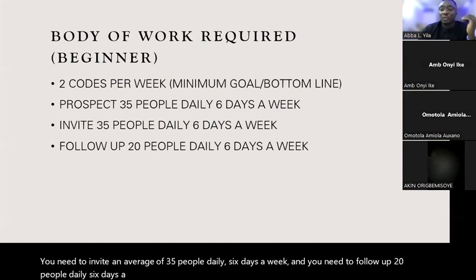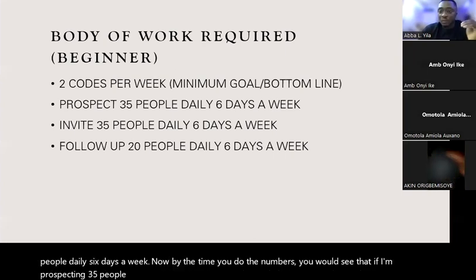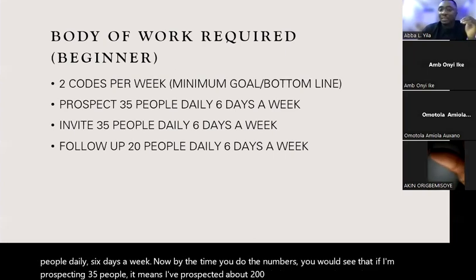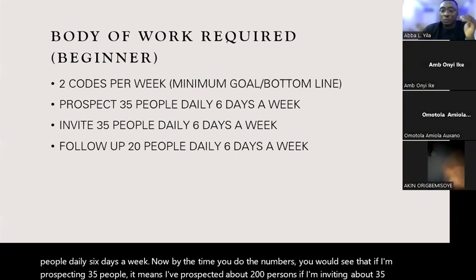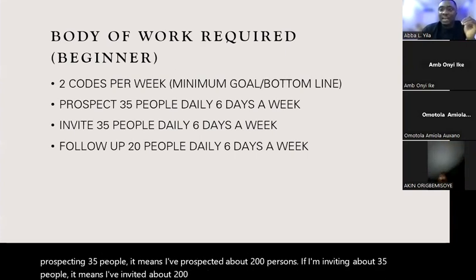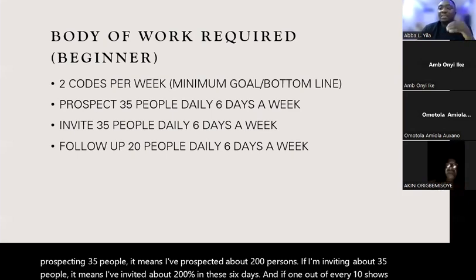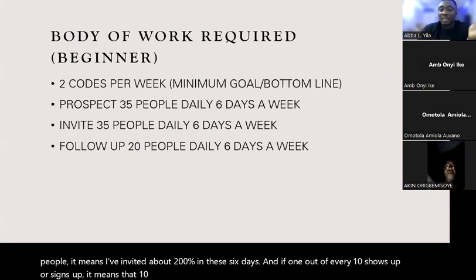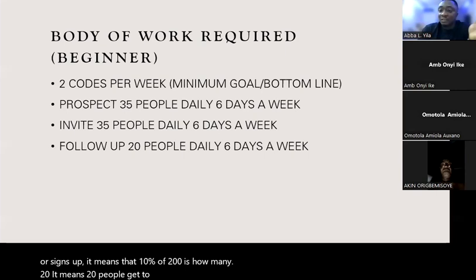Now, by the time you do the numbers, you would see that if I'm prospecting 35 people, it means I've prospected about 200 persons. If I'm inviting about 35 people, it means I've invited about 200 persons in these 6 days. And if 1 out of every 10 shows up or signs up, it means that 10% of 200 is how many? 20. It means 20 people get to see the business and I get to generate 2 codes.